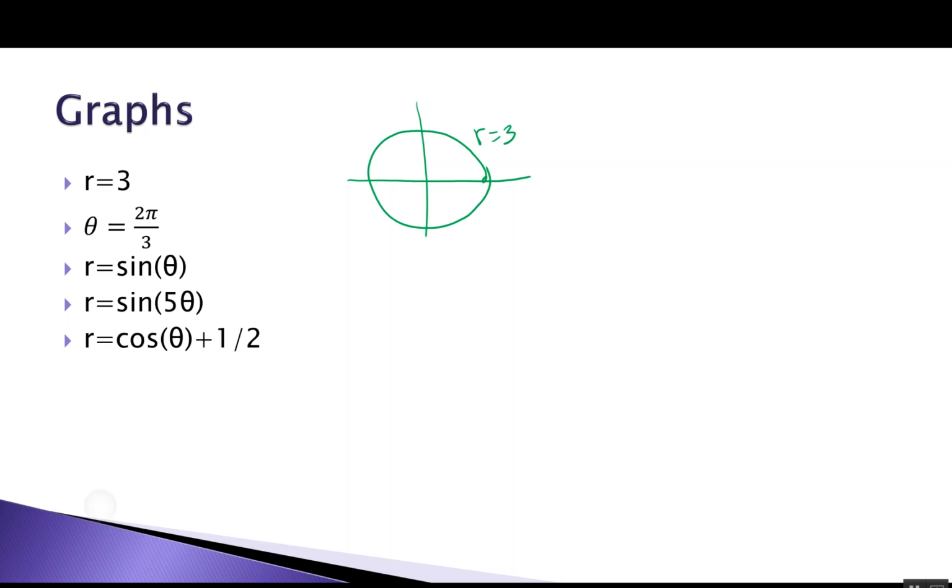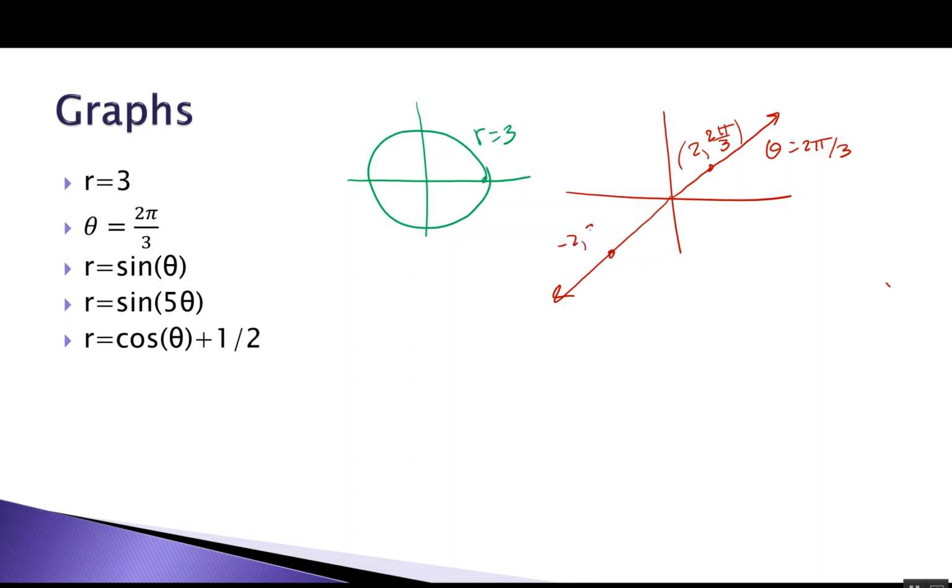On the other hand, if I have a constant for theta, theta equals 2 pi over 3, those are all the points that are 2 pi over 3 away. So this is theta equals 2 pi over 3, positive and negative. This is where 2 pi over 3 would be. And down here is where negative 2 comma 2 pi over 3 would be. So all the points along there.